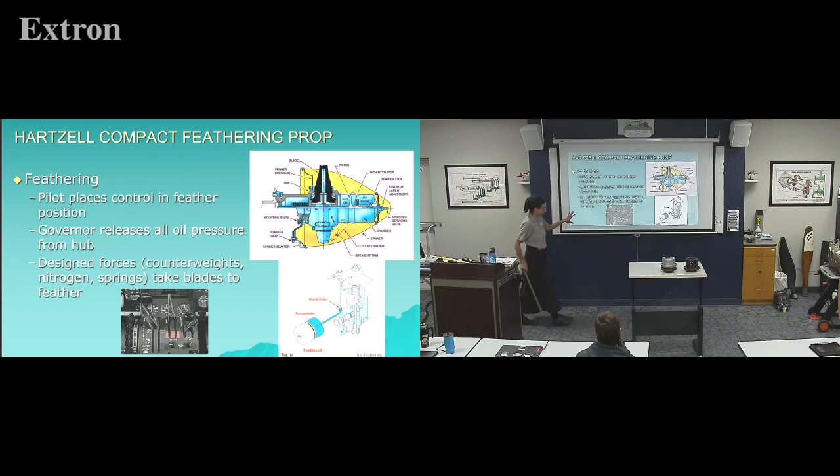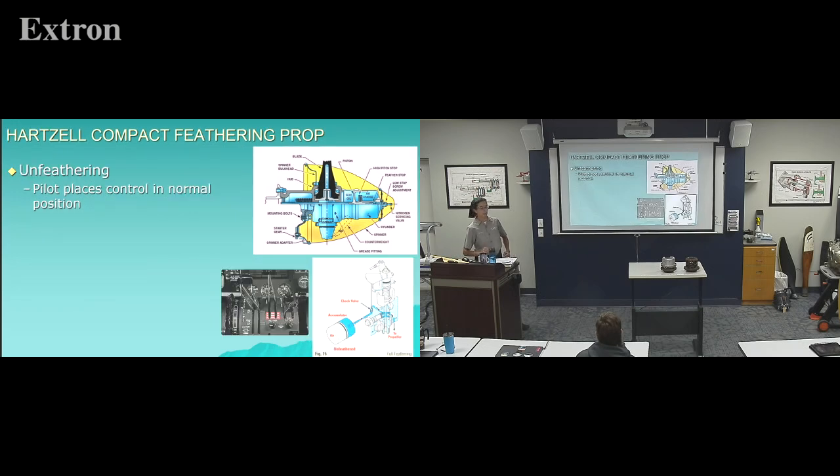Now this is rare, but if we have an accumulator, what is happening with this little check valve when I move the controls into feather? It's storing oil pressure. Exactly. The check valve closes off and holds that oil in there.